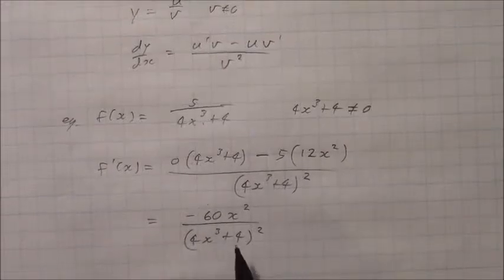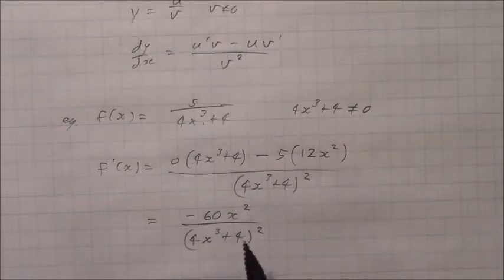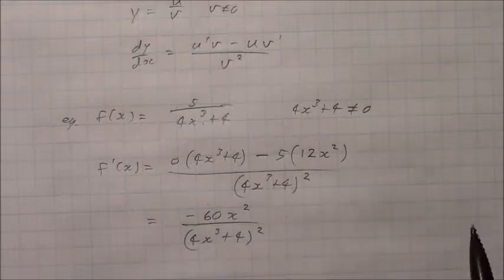Other quotients, other derivatives or gradient functions may lead more nicely to factoring. So then you can simplify down a little bit before you find things like turning points, etc., and points of inflection, which we're going to look at in chapter 16.